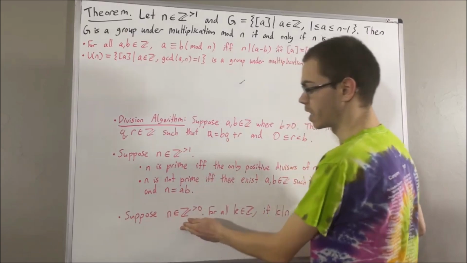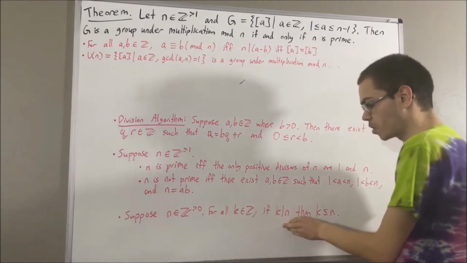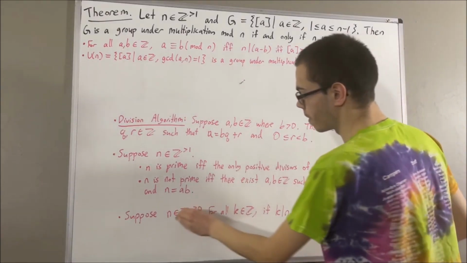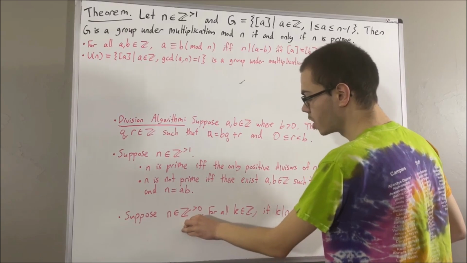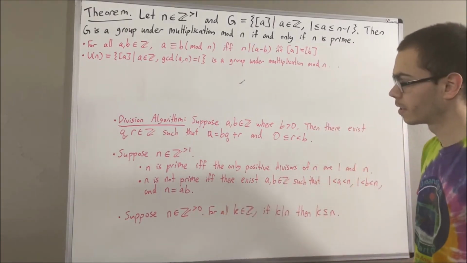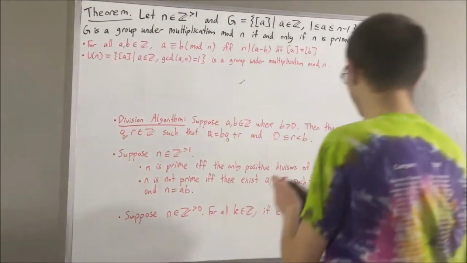Suppose n is a positive integer. Then for all integers k, if k is a divisor of n, then k is less than or equal to n. In other words, this is telling us if n is a positive integer, then every divisor of n is less than or equal to n. Okay, so now let's get into proving this theorem.